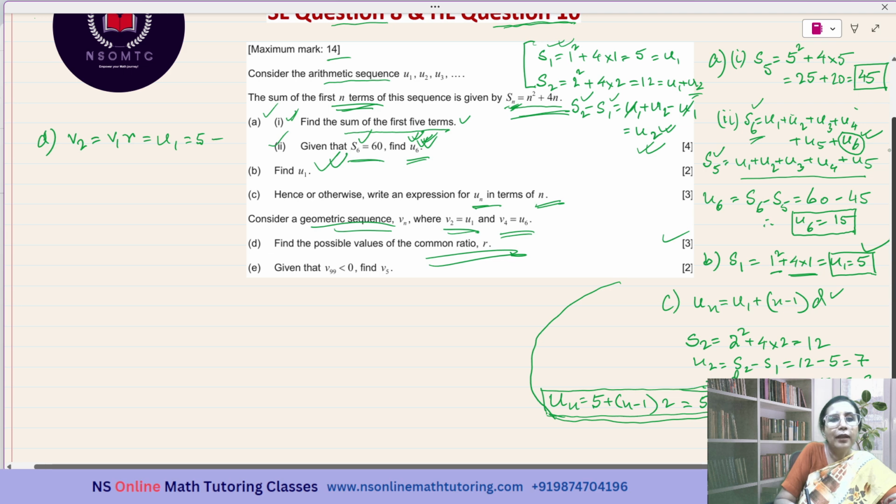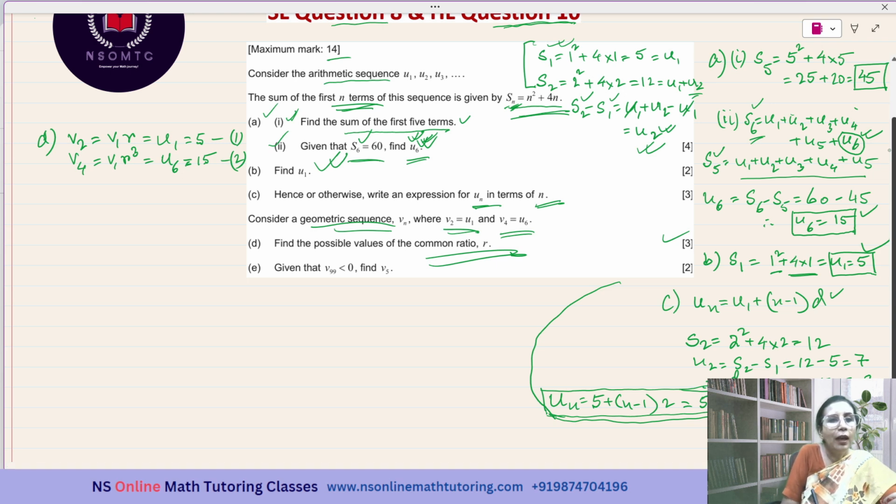Let this equation be numbered as 1, and V4 should be equal to V1 R to the power of 3 equal to U6. What is U6? U6 is 15. This equation is numbered as 2 and we are required to get the value of R.